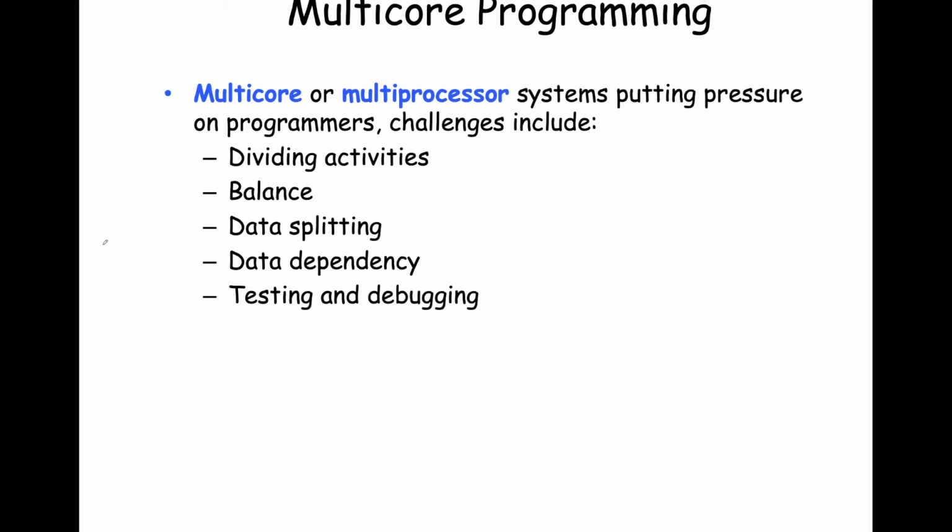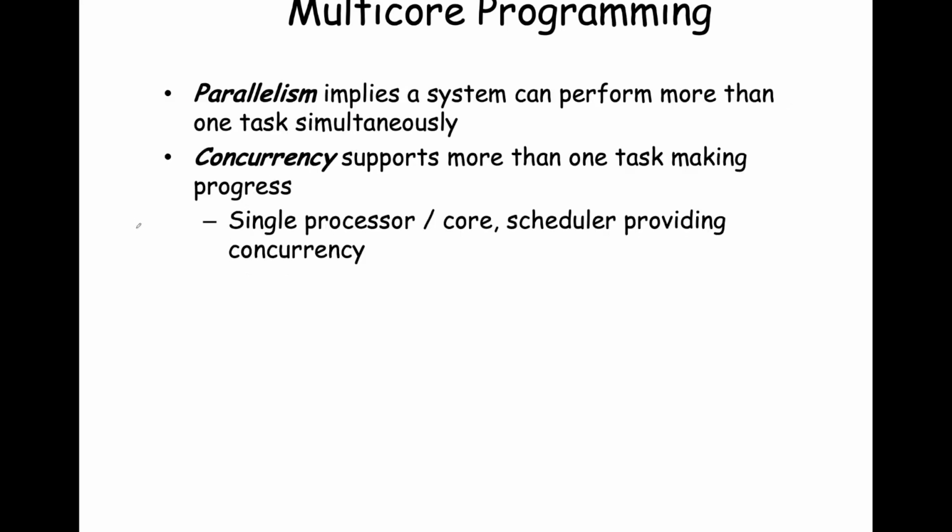Data dependency. Maybe one piece of your program produces something that is needed by another piece of your program. So you need to look at whose results are needed by whom and when. And then, of course, the testing and debugging. If you have a lot of different parts of your program running on different cores or CPUs, you're going to have to keep track of all these things. How do you switch back and forth in a debugging environment?